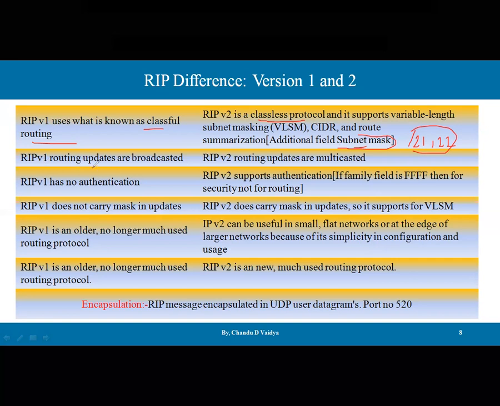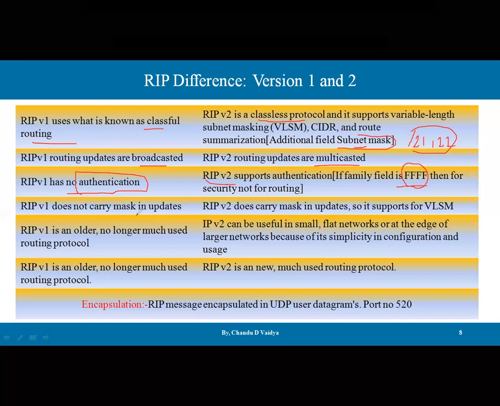In RIP version 1, routing updates are broadcast, whereas in RIP version 2 the routing updates are multicast. RIP version 1 has no authentication, or very little authentication. But RIP version 2 supports authentication if the family field is set to FFFF, which is for security, not for routing. In the RIP packet format there is a family field, generally set to 2 for the TCP/IP family. Here we set FFFF, four times. It means it is set for security, not for routing. So in that case, RIP version 2 supports that particular authentication.